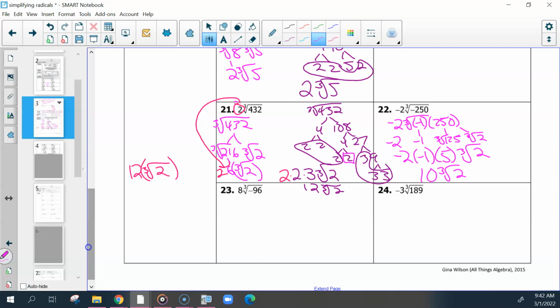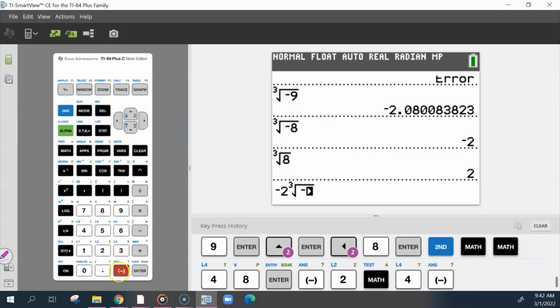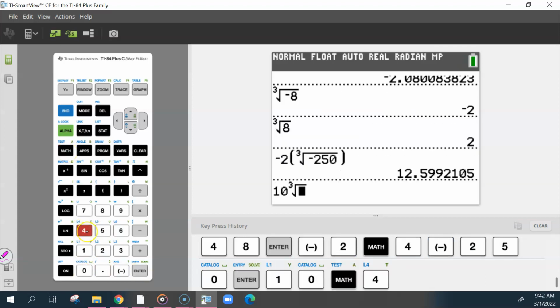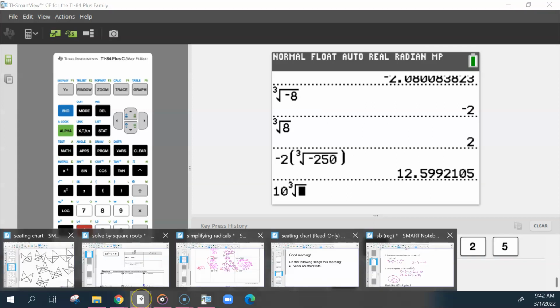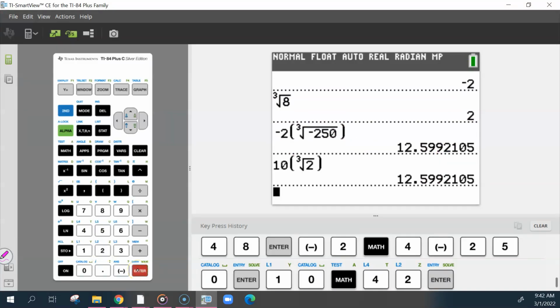Right? And we haven't done this in a while. You can still check your calculator with these two. Check to see if the decimals are the same. So I'm going to do this one in the calculator: -2 times the cube root of -250. And 10 times the cube root of 2. What questions do we have on this process before I let you practice them on your own?